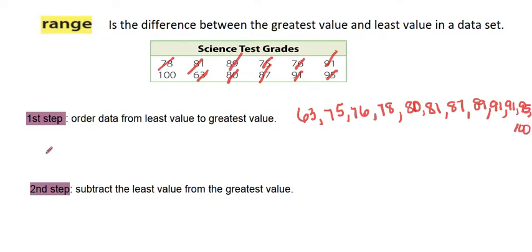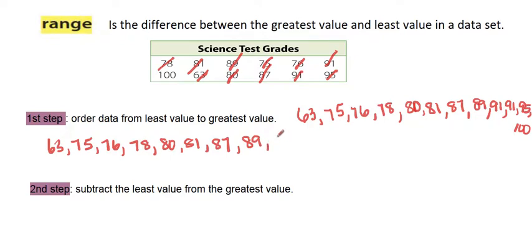I'm going to write those down here just so I have a little bit more room. 63, 75, 76, 78, 80, 81, 87, 89, two 91s, 95, and 100. Okay, I'm going to try to erase those other ones since I don't need them.